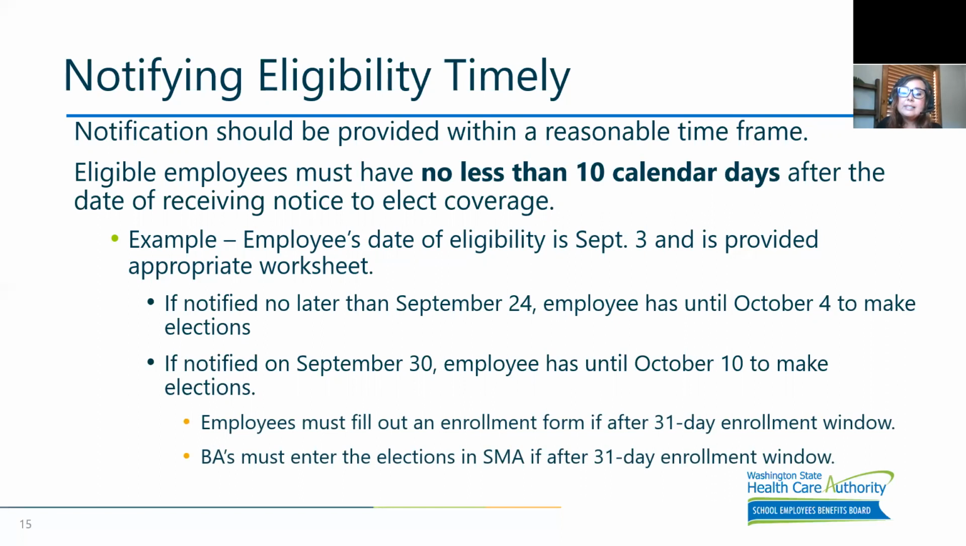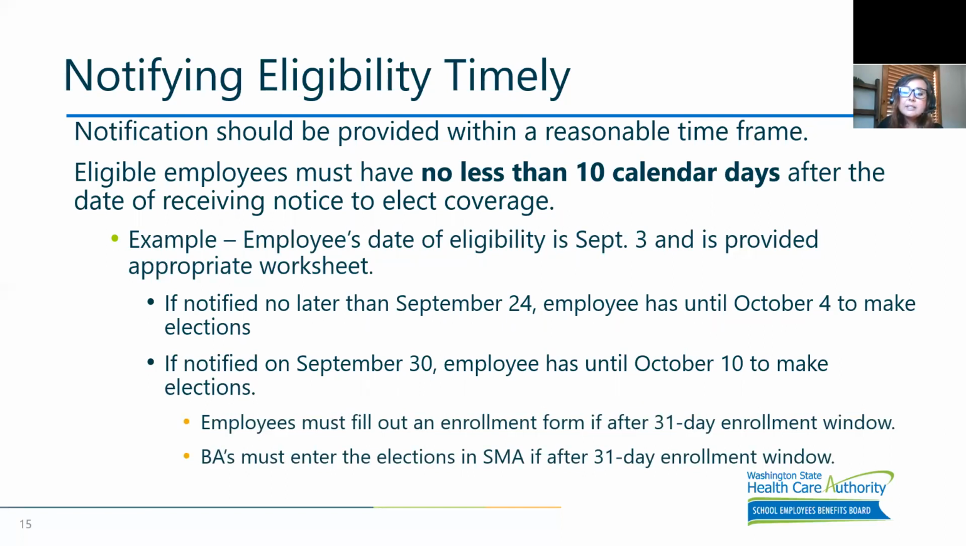So if the employee does not make their elections within the 31-day enrollment window, the BA will have to have them fill out a paper enrollment form, return that paper enrollment form to you, their BA, and you will have to enter that employee's elections into SEBB account for them. So it does create a little bit more work for you.